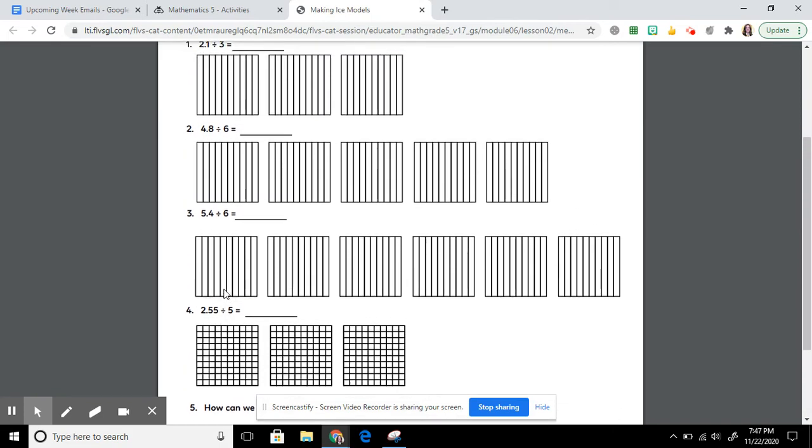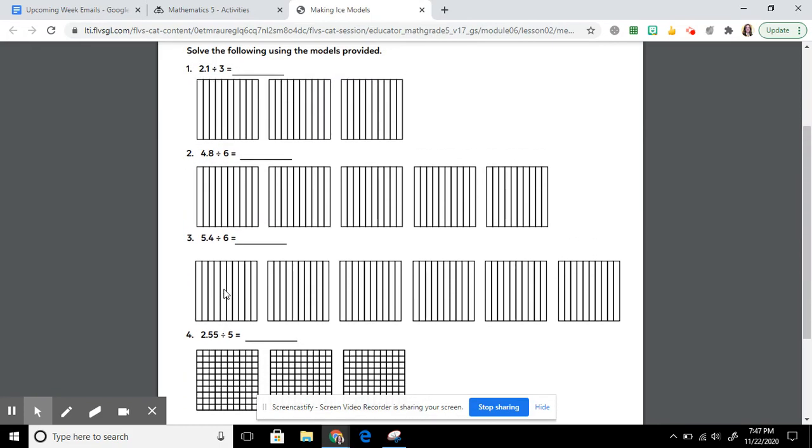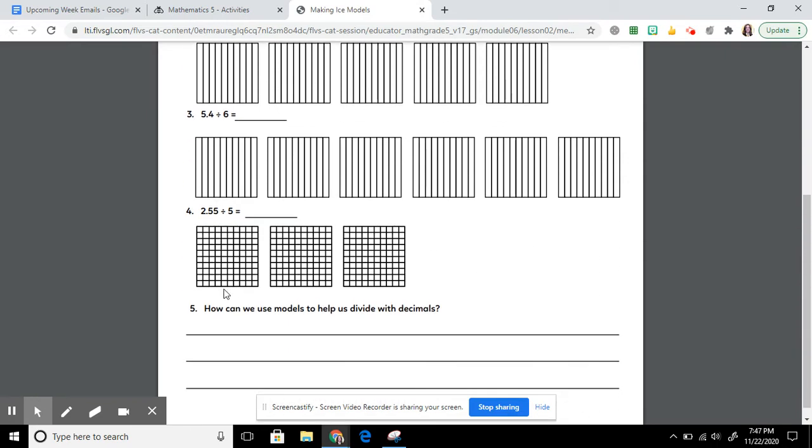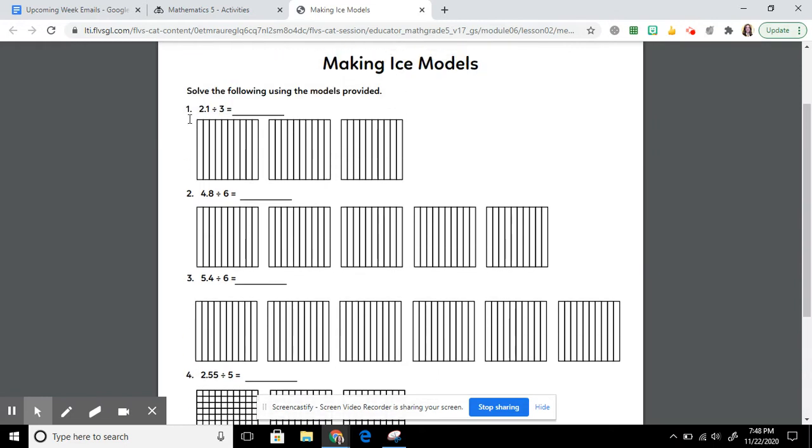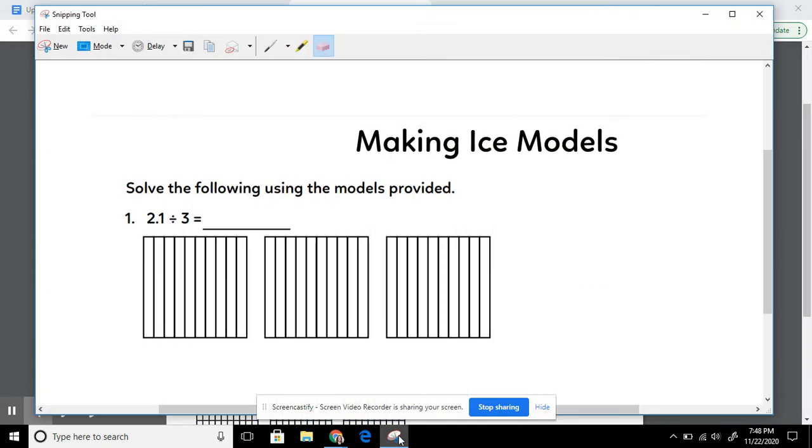I'm going to actually walk you through one of these problems, and then I'm going to show you in the lesson where you can find examples to solve these problems. And I'm going to show you where you can actually get the answer to number 5 for this worksheet in the lesson. Okay, so to start off, I screenshotted number 1, which is 2 1/10 divided by 3. And I'm going to walk you through an example of how to solve these problems.